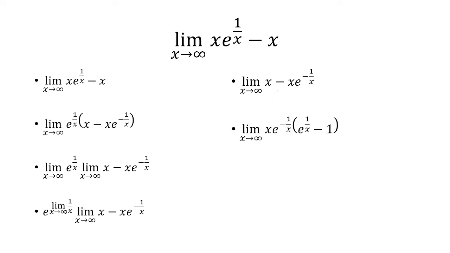From here, we can factor out x times e to the negative 1 over x. And the goal here is to get into L'Hopital's rule form, which is either 0 over 0 or infinity over infinity. And by doing this, I can rewrite it so that e to the 1 over x is on the bottom. And we have x times e to the 1 over x minus 1 at the top.